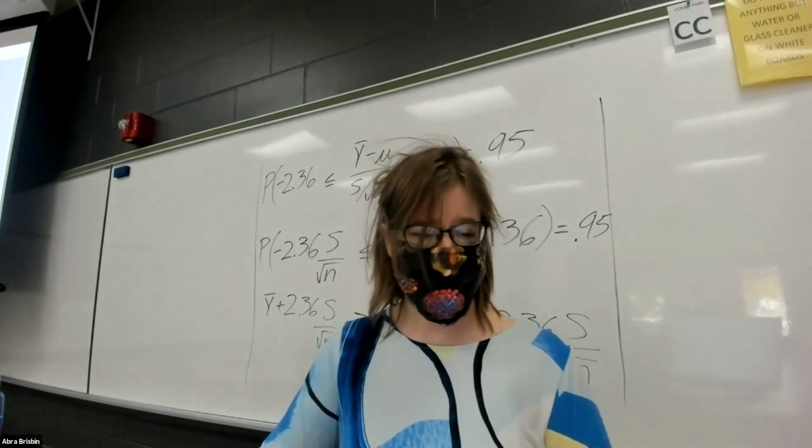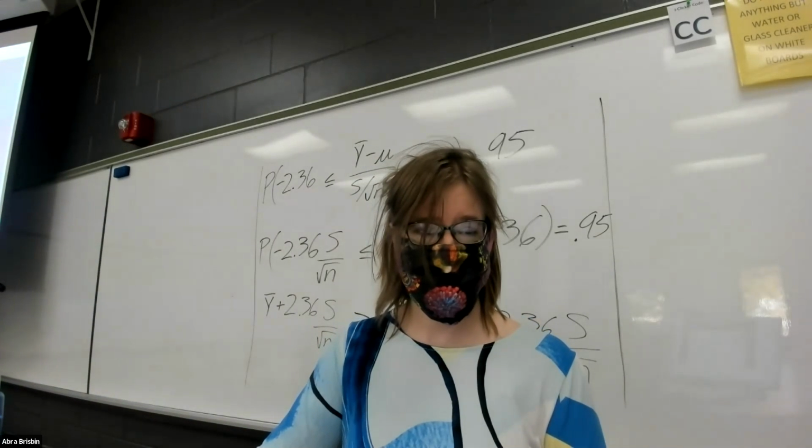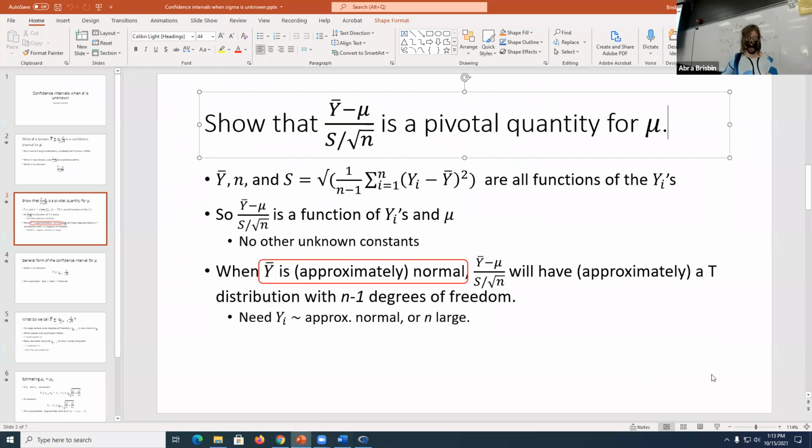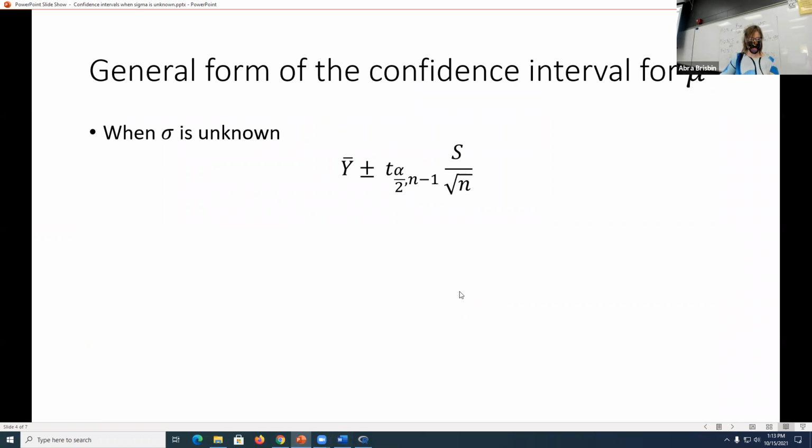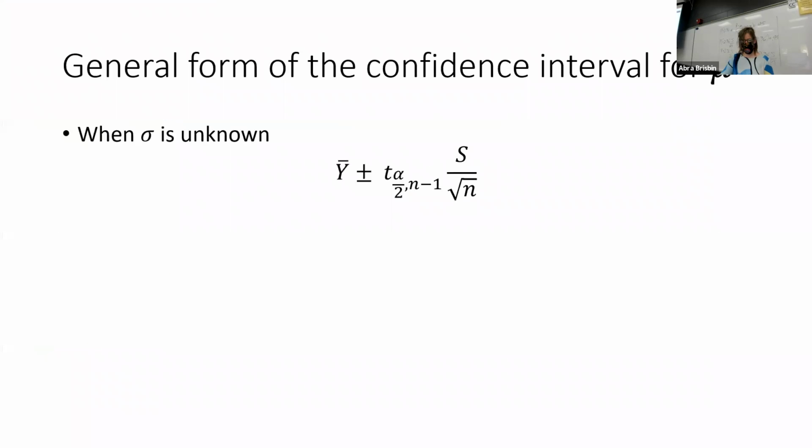But in general, our general form of the confidence interval for mu when sigma is unknown looks like this. So y bar plus or minus a multiplier that's coming from the t distribution, which we can write as t sub alpha over 2 comma n minus 1, because we're specifying the degrees of freedom, times s over the square root of n.